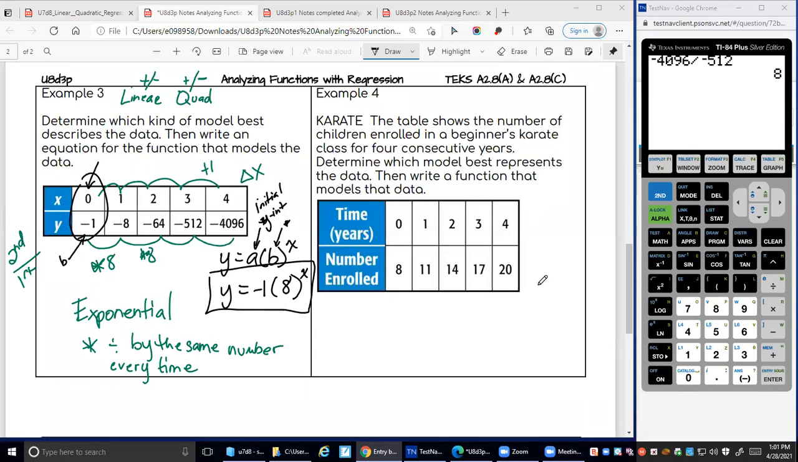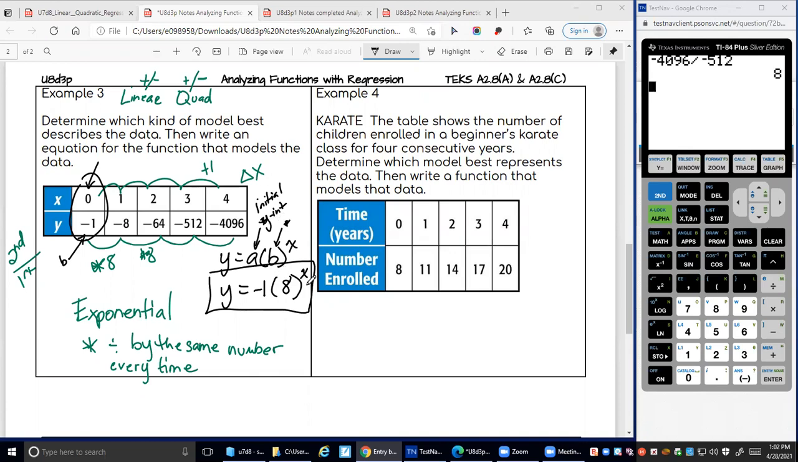Okay, example 4. So here we have a karate problem, a word problem. The table shows the number of children enrolled in a beginner's karate class for 4 consecutive years. Determine which model best represents the data, and then write a function that models the data.